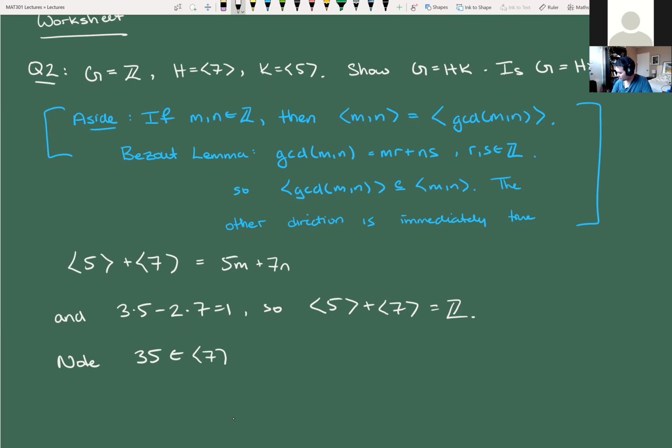35 is in 7 intersect 5, right? i.e. the intersection of 7 and 5 is going to be precisely all of the multiples of 7 and 5, or rather the numbers that are divisible by both 7 and 5. So the smallest such positive number is 35. The intersection is definitely not trivial, so it's not an internal direct sum, right? So G is not H times K.